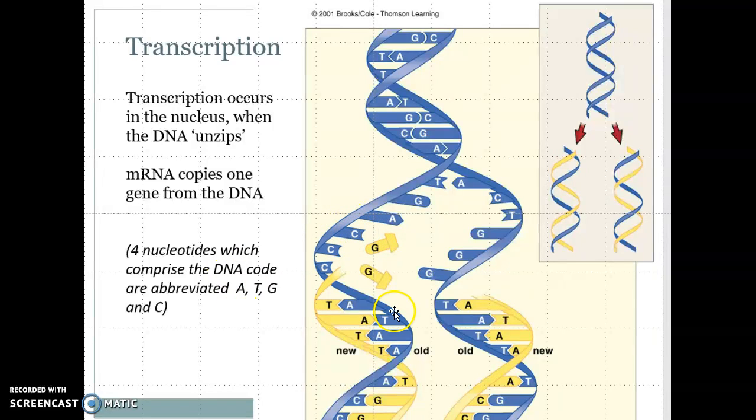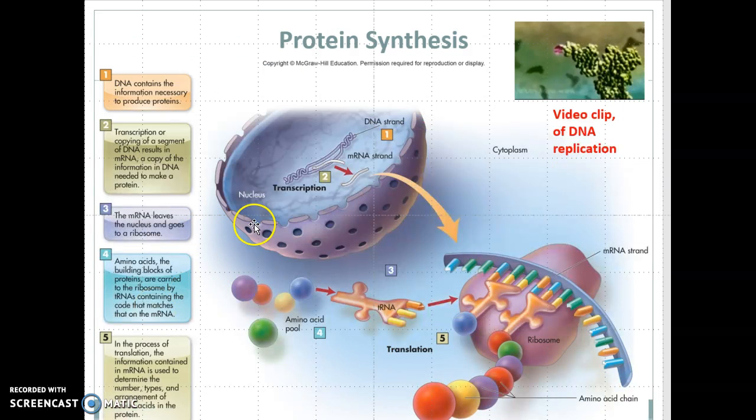They have different shapes, but anyway, once the RNA has made a copy, it moves out of the nucleus of the cell into the cytoplasm of the cell, and it reaches the ribosomes.